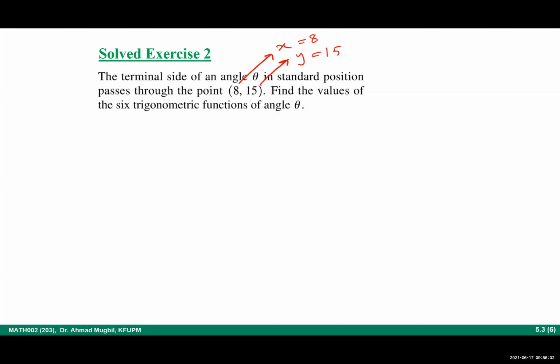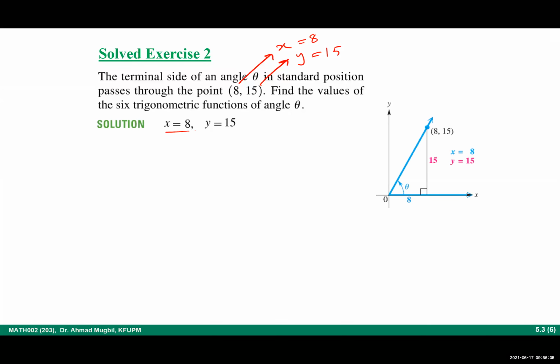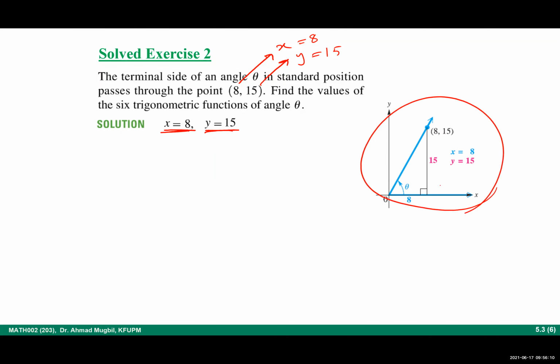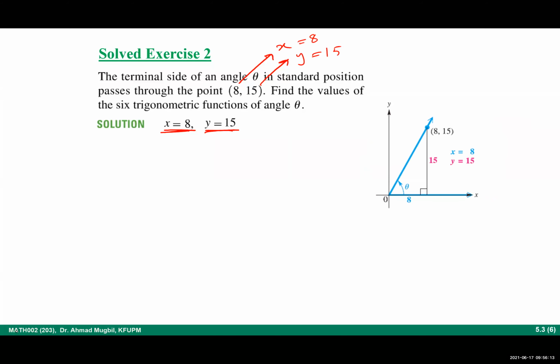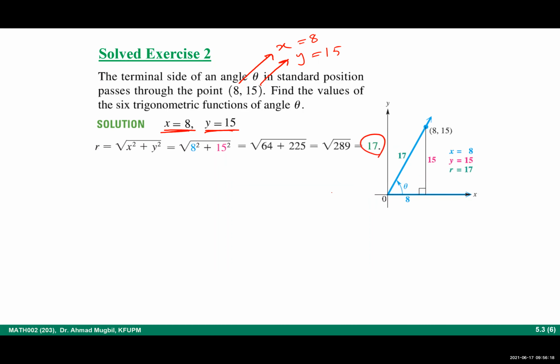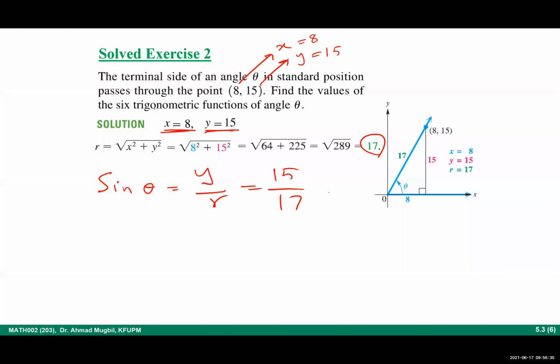So what you will do is determine what is X and what is Y. Clearly it is in the first quadrant. No need, by the way, but just to have an idea about it. Now you need to find R. Simplify: R is 17. Now you want to find the values of the six trigonometric functions. Easy. Sine theta: no need to remember opposite over adjacent. It is Y over R. Y is 15, over R, which is 17. That's it. If you want to draw a triangle, it's okay, but no need.